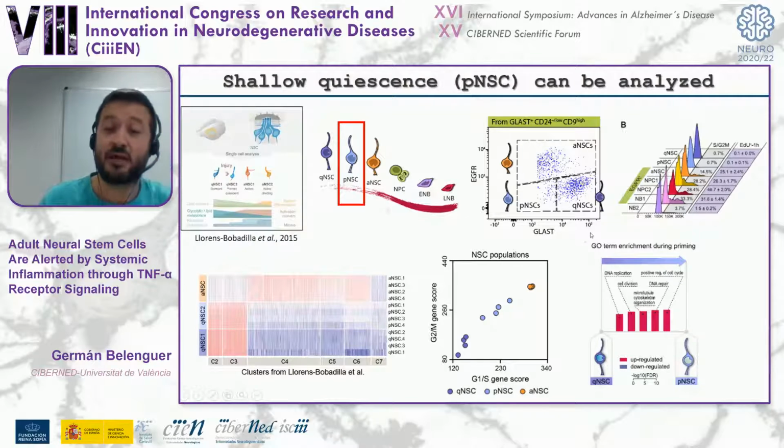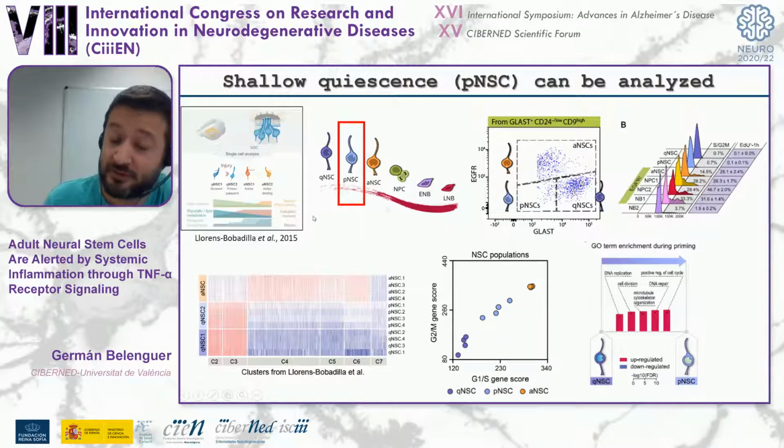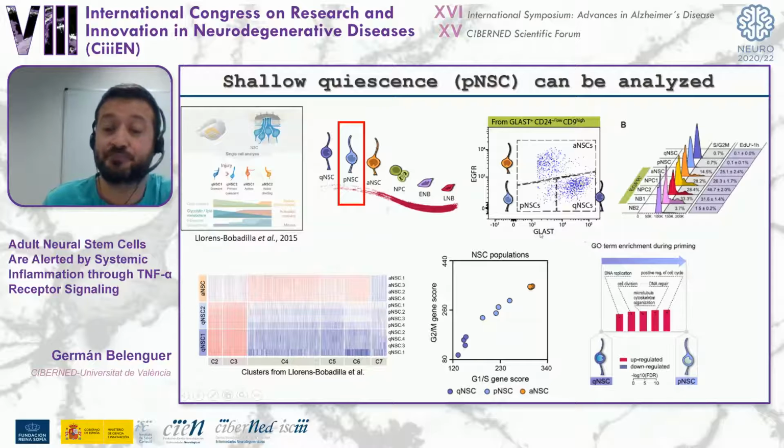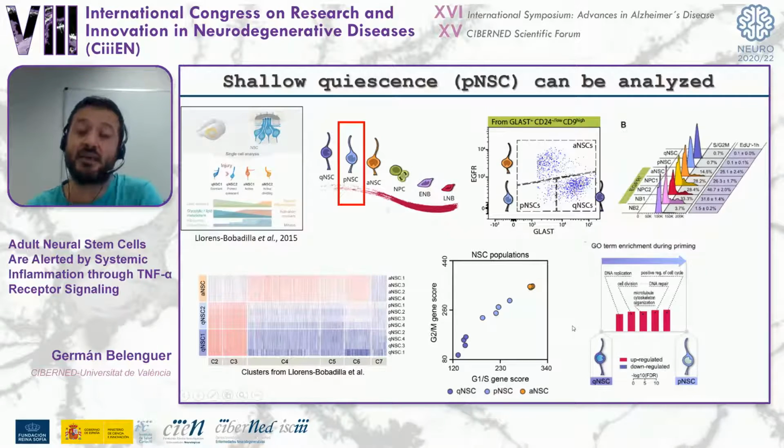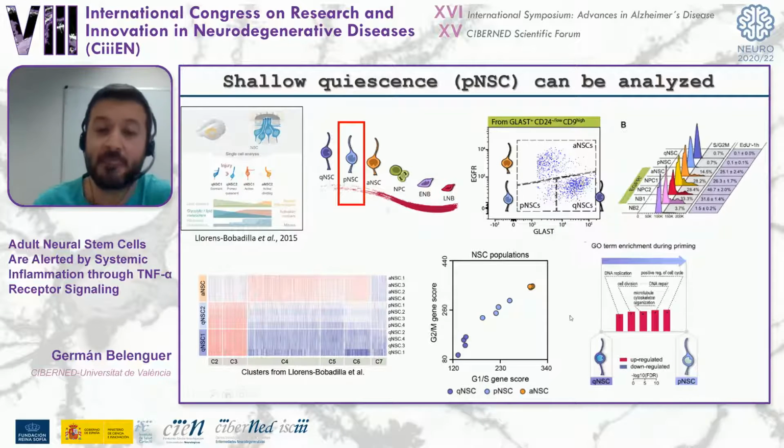Of note, I would like to say that with this protocol, for the first time, we can isolate cells in shallow quiescence that are not cycling in vivo, resemble the ones that were described as single cells, and show an intermediate state between activation and dormancy.